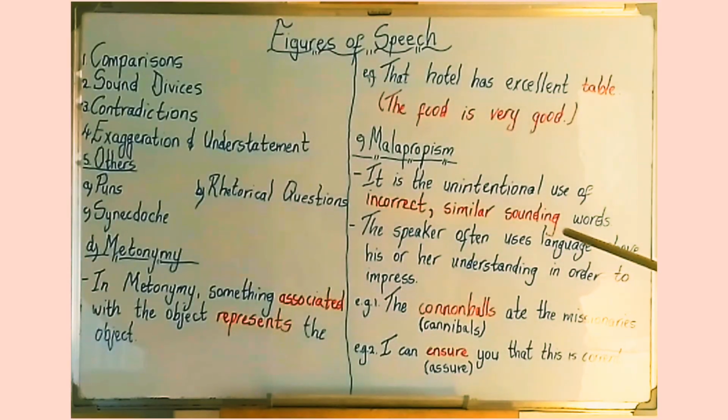It is the unintentional use of incorrect, similar sounding words. So this is usually a mistake that is done by people who are trying to learn English as a second language or as another language. It is a problem with people who are multilingual, who are trying to be multilingual. They already have a first language, but they are trying to learn English as an additional language. So they usually use wrong words because they are similar in sounds. So the speaker often uses language above his or her understanding in order to impress.